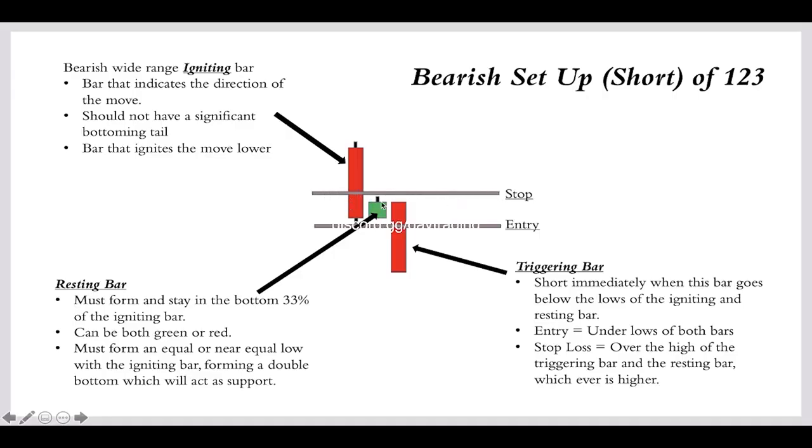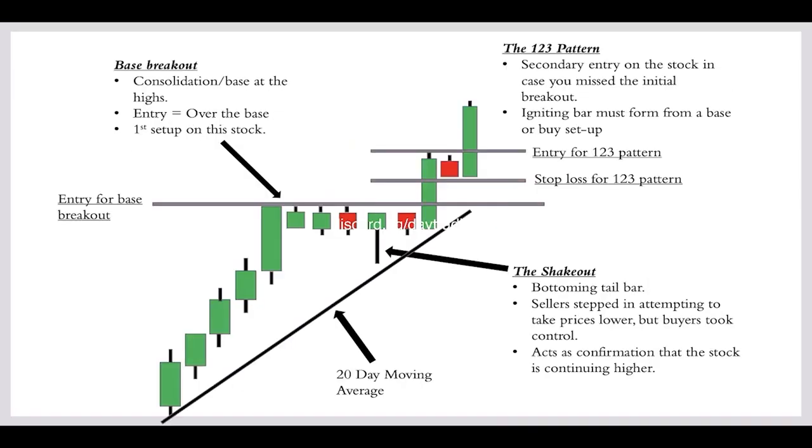So you're going to place your stop loss over the highs of the resting candle, right? So you have an igniting 1, a resting 2, and then the third candle is going to be our triggering bar. And the 1, 2, 3, by the way, whether it's bullish or bearish, can really be played on any time frame. It works on any time frame for crypto or stocks. So you shouldn't have a problem beginning to immediately take advantage of this setup.